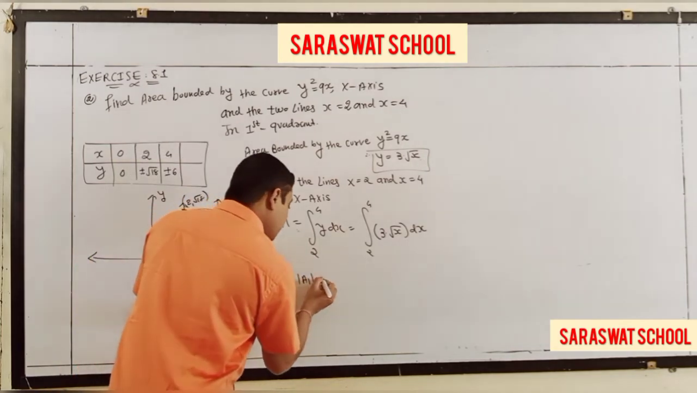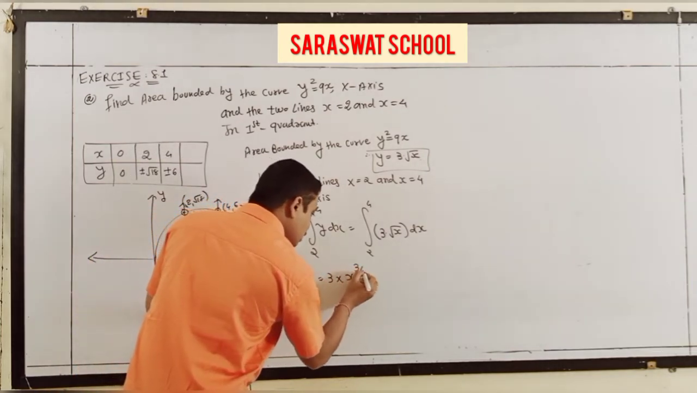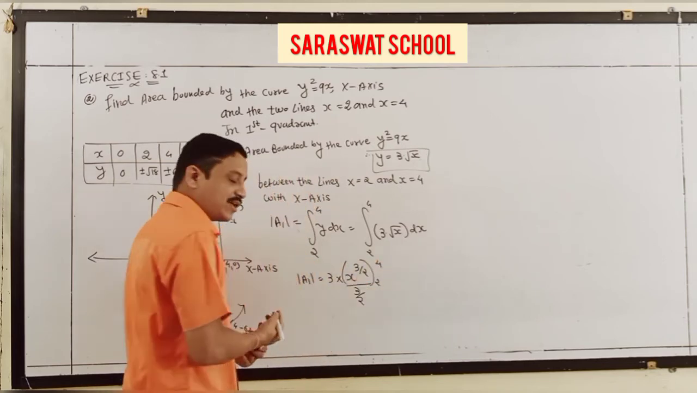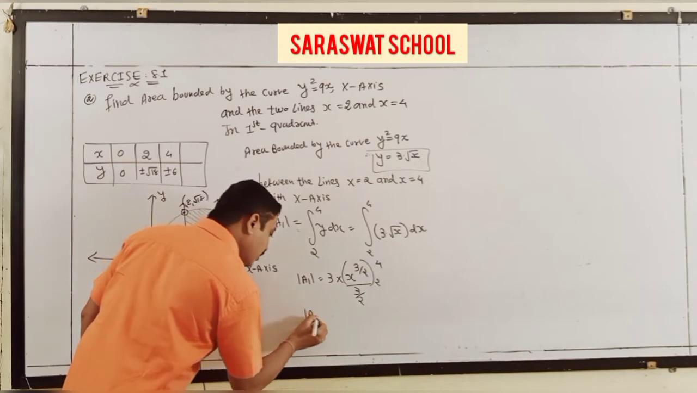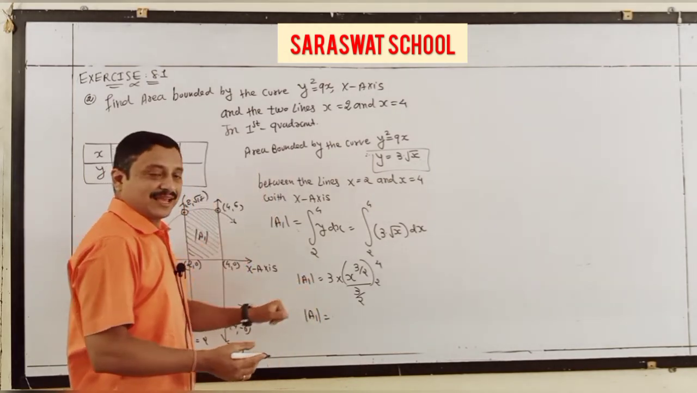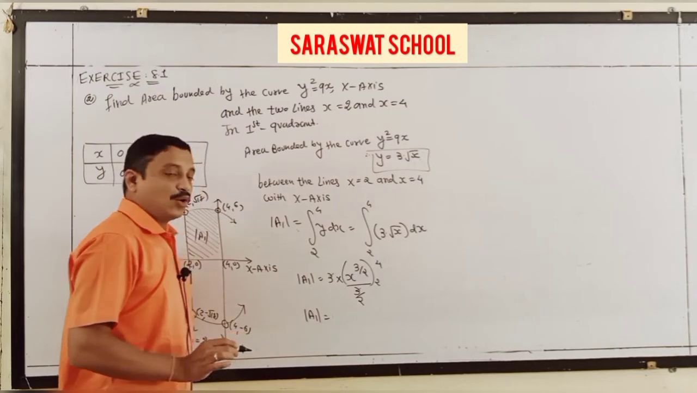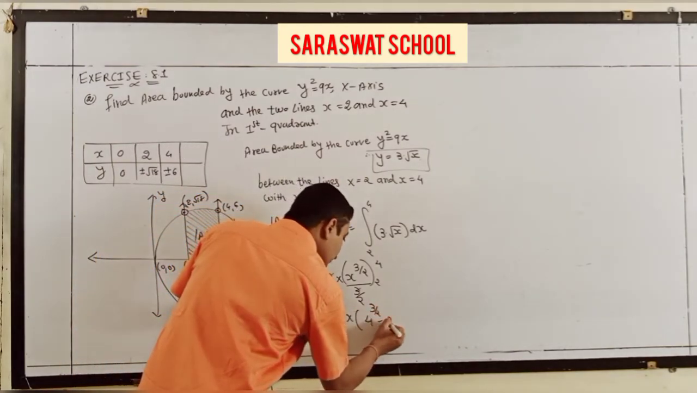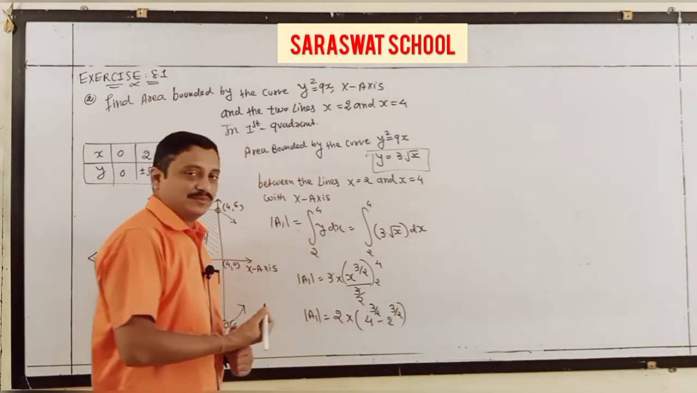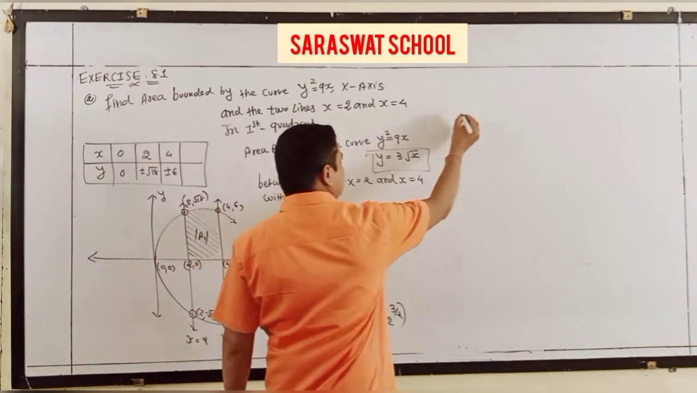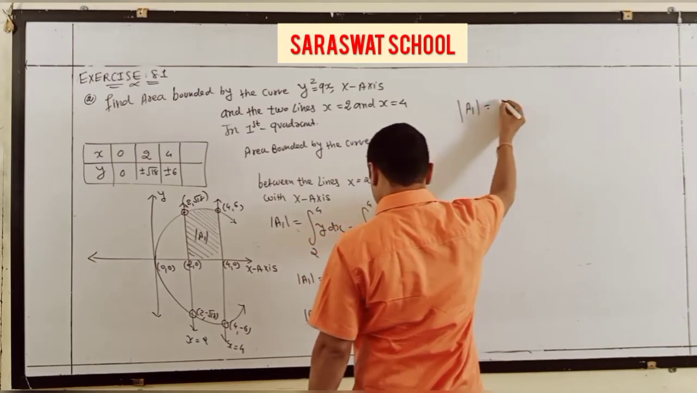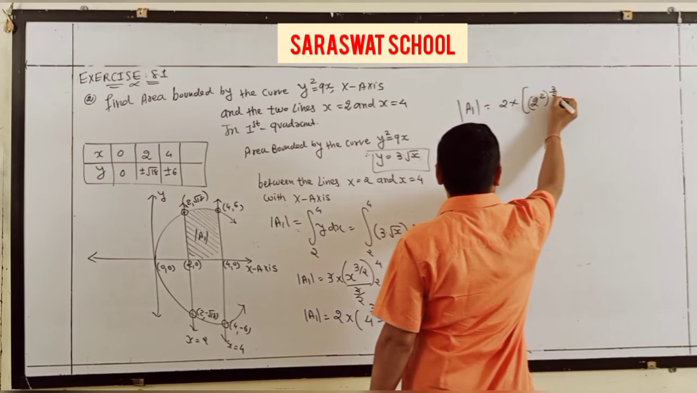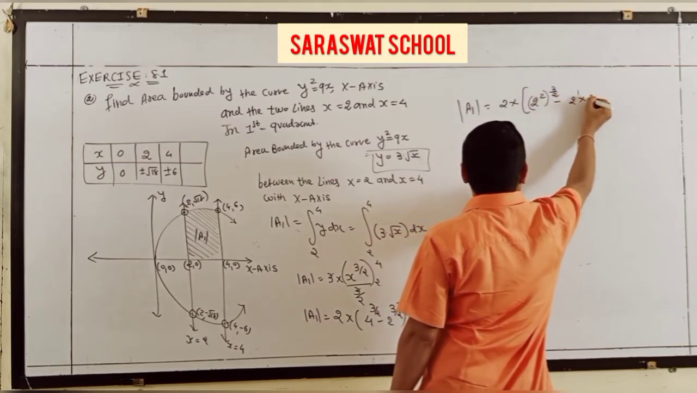So your area is coming 3 x raised to 3 by 2 upon 3 by 2, from 2 to 4 same. So finally you can get A1. Students, here this 3 and this 3 cancel. Only 2 make outside. Other 4 raised to 3 by 2 minus 2 raised to 3 by 2. And simple, calculate. So your final solution here 2 square raised to 3 by 2. Can I write here 2 raised to 1 and 2 raised to half?